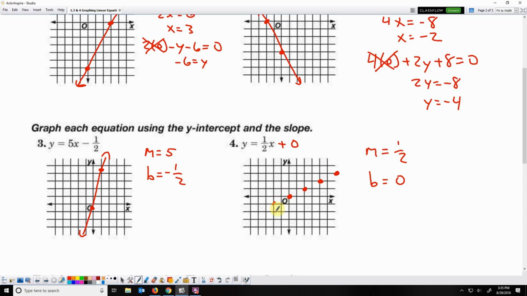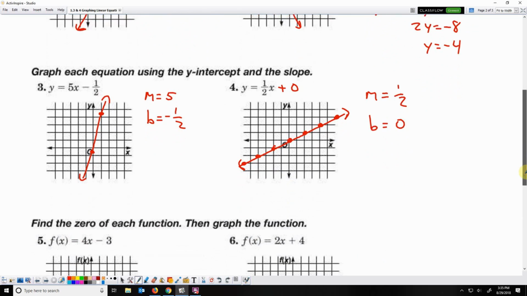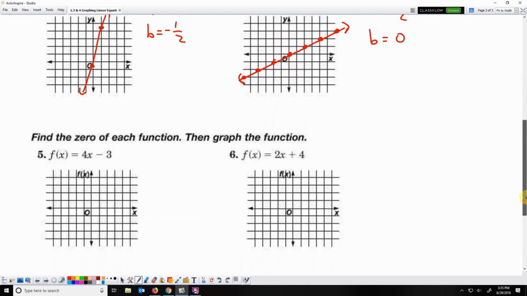Down and left. If I can fit more points on the graph, I should, just to make sure I maintain that slope through the whole graph. And then find the 0 of the function. Okay, the 0 is the y-intercept.